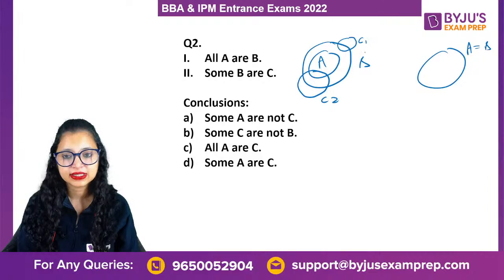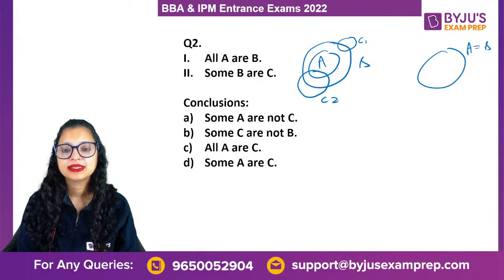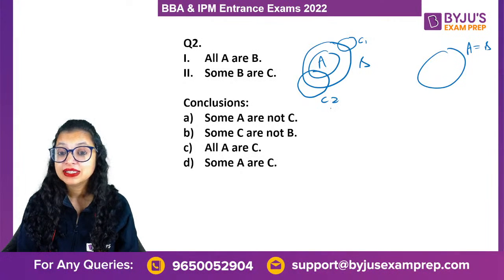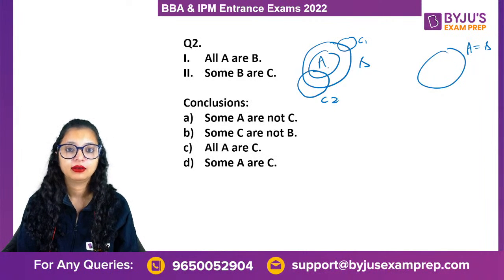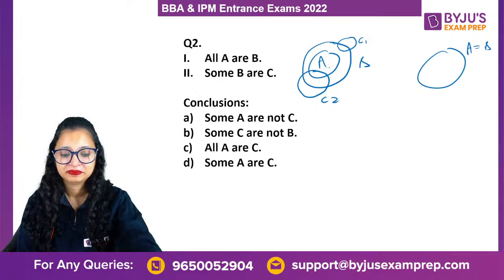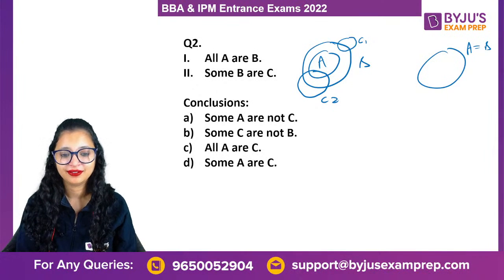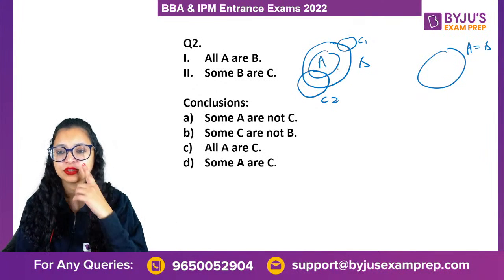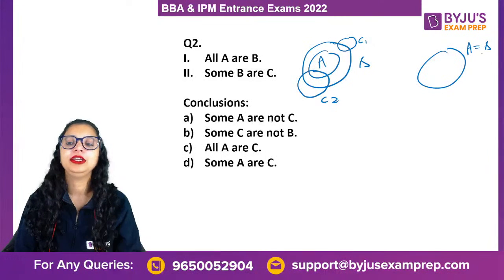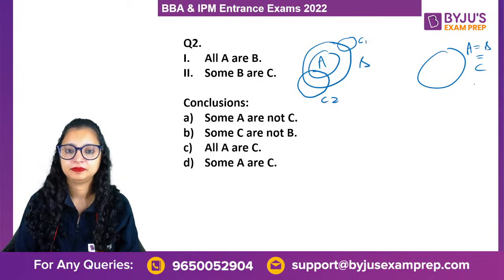In both the cases, C1 and C2, some B or C is valid. That means C can touch A, C can occupy A, C can be away from A as well. Would you agree with me, everyone? Yes, it can be away as well. Or it can completely occupy it as well, like this.